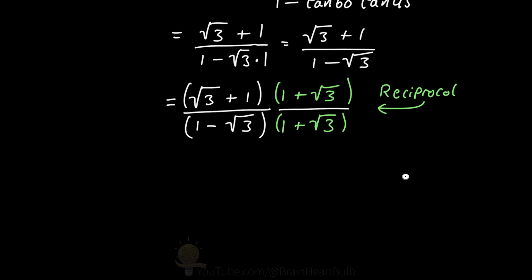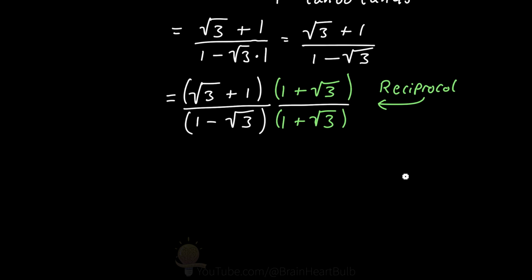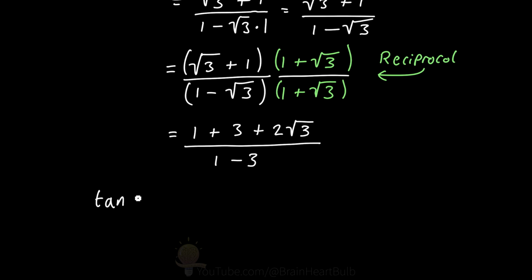So we multiply the numerator at the top and the denominator at the bottom. We end up with 1 plus 3 plus 2 root 3. And we get 2 root 3 because we've got 1 multiplied by root 3 plus 1 multiplied by root 3. And in the denominator, we have 1 minus 3. So our answer is equal to 4 plus 2 root 3 divided by minus 2.